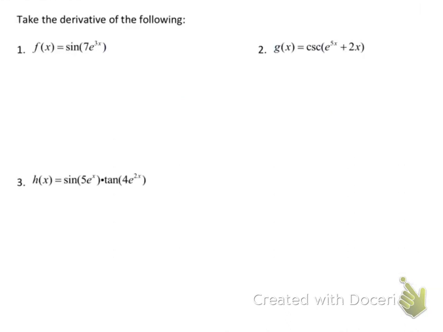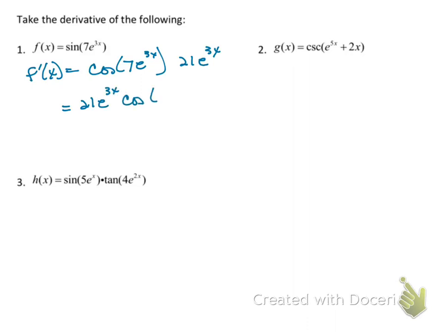Okay, now let's move on to trig, because I know you've been dying for this. To do trig, the derivative of sine is cosine of the angle, times the derivative of the angle, and that's going to be 21 e to the 3x. Okay, rewrite that with the 21 e to the 3x in front, times cosine 7 e to the 3x, and we're done. That is your f prime of x.